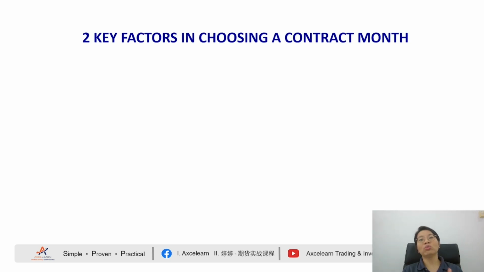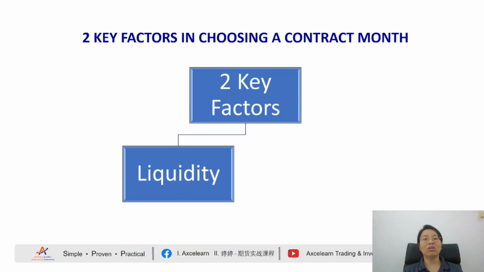Whether to choose which contract months for us to trade, and what is the best contract month for us to trade, there are 2 key factors. There are many other factors, but we are going to look at these 2 key factors to determine the best contract months for us to trade. Now, the first key factor will be liquidity.